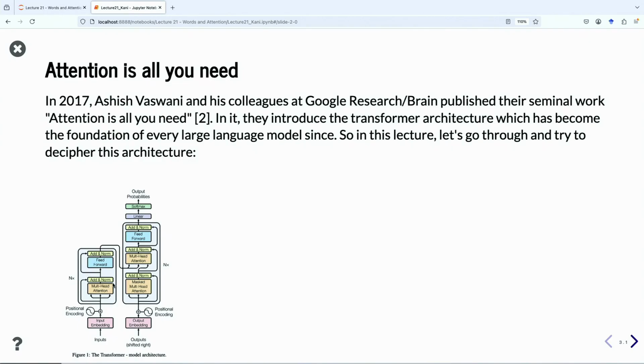This is the first introduction of the transformer, and the reason it's called "Attention Is All You Need" is because a transformer is basically a simple feed-forward model, but with attention layers dispersed through it. Okay.